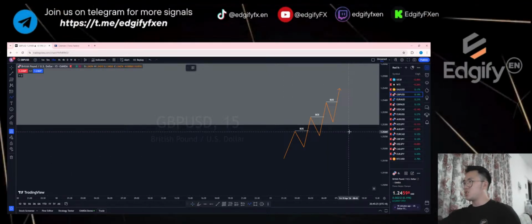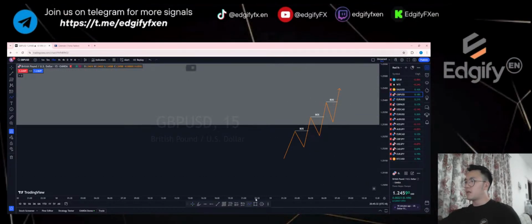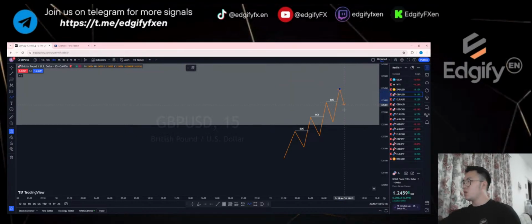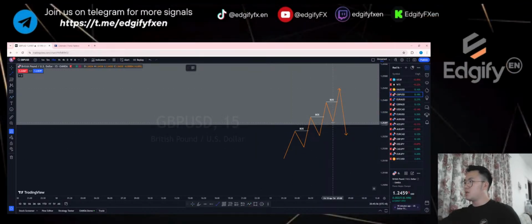Then CHoCH is basically a change of character, which means the market has taken a turn. Instead of going up, the market is now coming down. But how do you know the market is coming down? From this high, it will move down and come back up, and it can't go higher than this level. All of a sudden, this is your actual low, which you are targeting, and the price just breaks below like this. So when you have this break, this is what we call change of character.